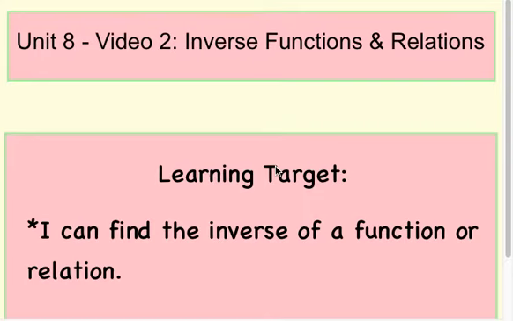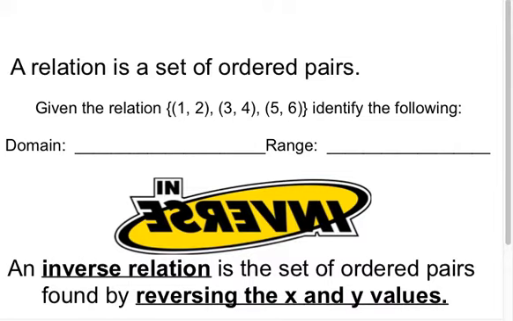We're on Unit 8, Video 2, inverse functions and relations, but it's mostly inverse functions that we're going to be dealing with. Learning target: I can find the inverse of a function or a relation. A relation is a set of ordered pairs. Given the relation (1, 2), (3, 4), and (5, 6), identify the following.